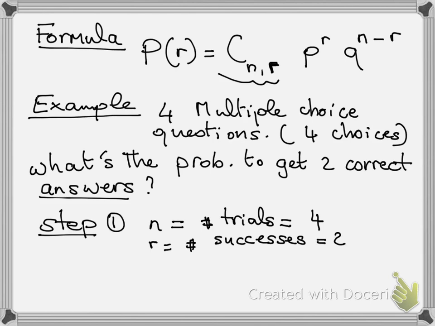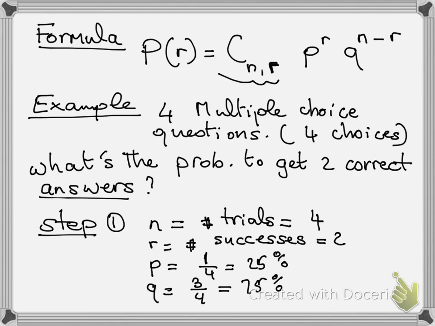Now, what's p, the probability of success? There are 4 choices, and there's only 1 correct answer out of the 4. So p, the probability of success, is 1 over 4. That's 25%, right? Now, what's the probability of failure? That's 3 over 4, which is 75%.